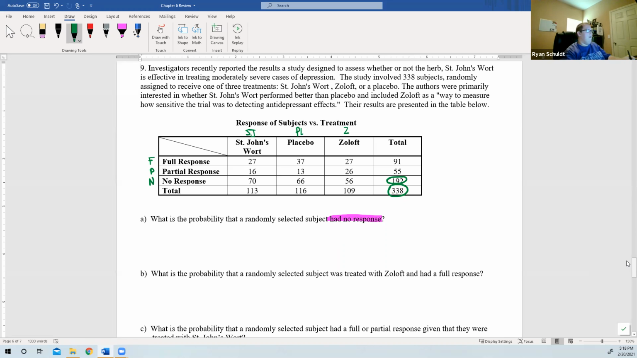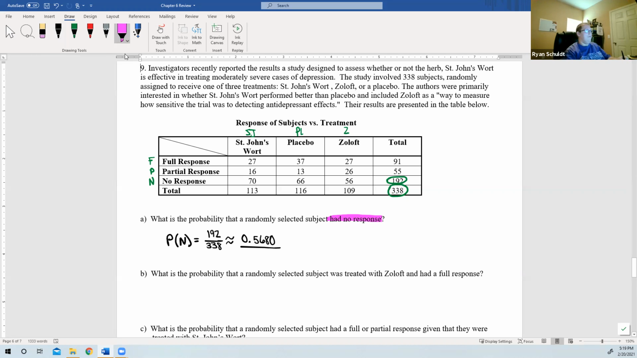Okay, so this is asking for the probability that we have no response. Well, it's going to be 192 over 338. Which is approximately, to 4 decimal places, equal to 0.5680. I mean, that's all we're doing. No response over total. That's it. This one was that simple. Let's see if B keeps it simple.